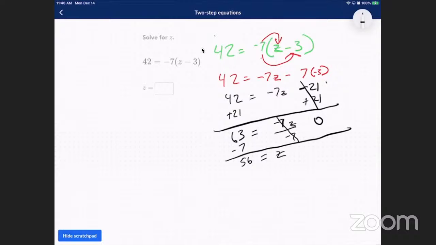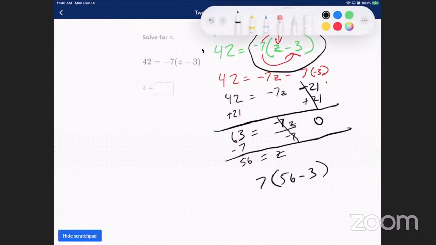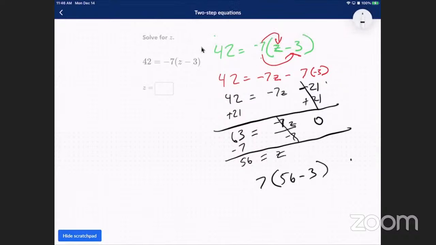And then what we would do is test this out to see what would happen if we put in 56 right here times 3, working with the one that's up here. You would have 53, right? And then we would have 7 times that, which would leave us to 21, 35, 37.